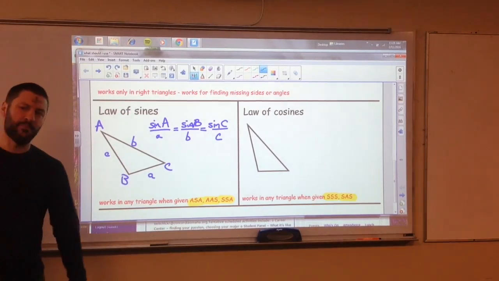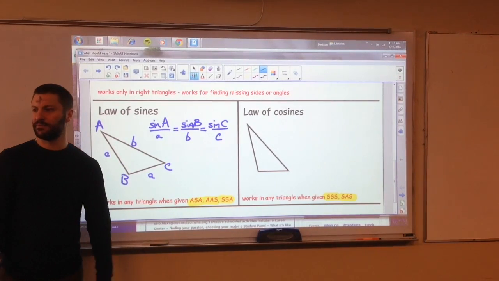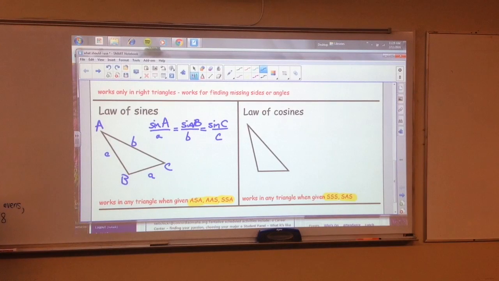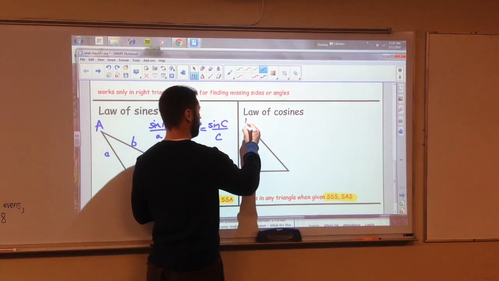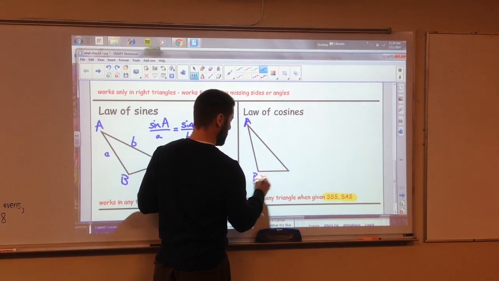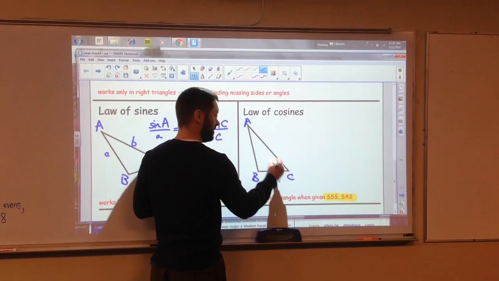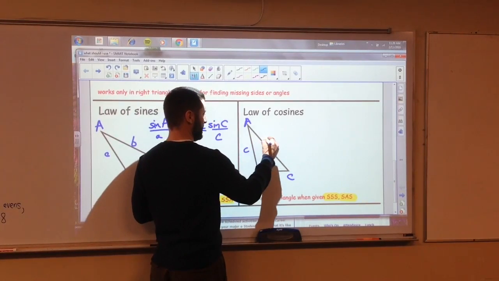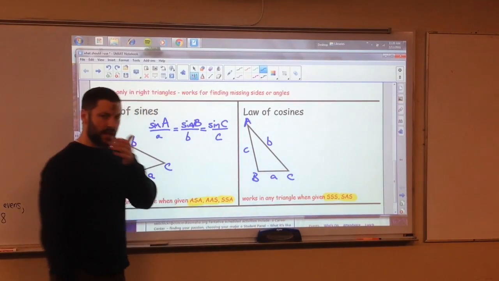The last one was that complex one. This one was the big one. The last one had a lot going on with it. I'll label very similar: big A, big B, and big C, little a, little c, little b. And this one was the law of cosines.